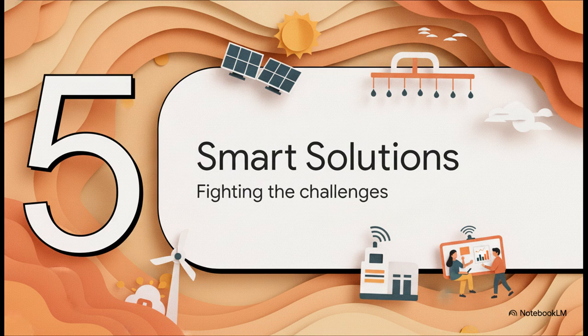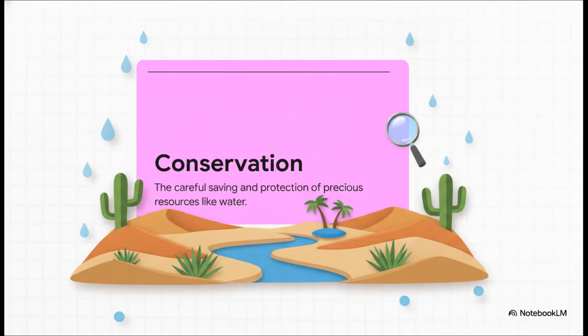Moving to part 5, smart desert solutions. Now let's see how people actually fight back against these challenges. First off, we need to learn a very important word: conservation. It means the careful saving and protection of precious resources. Out in the desert, it means making absolutely sure that every single drop of water counts. You just never waste water when you live in the desert. Let's see exactly how they manage to save it.